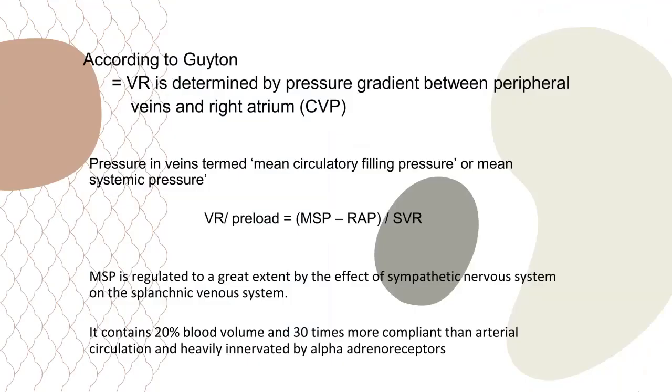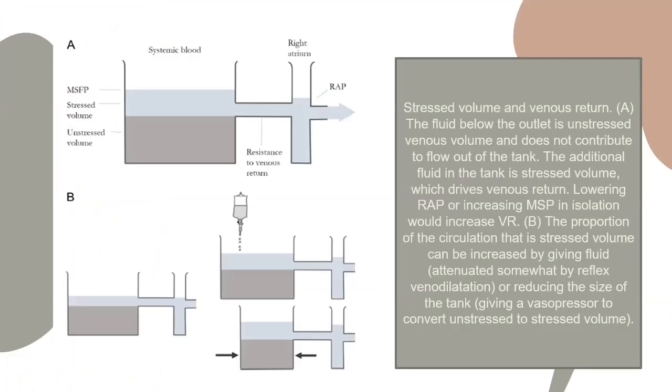So according to Guyton, your venous return, which is your preload, equals your mean systemic pressure minus your right atrial pressure over your systemic vascular resistance. Our mean systemic pressure is regulated to a great extent by the effect of the sympathetic nervous system on the splanchnic venous system. It contains 20% of blood volume, is 30 times more compliant than arterial circulation, and is heavily innervated by alpha adrenergic receptors.